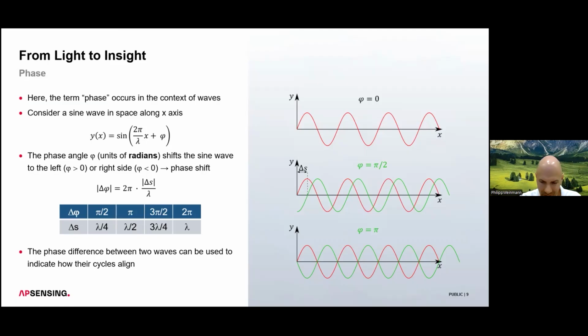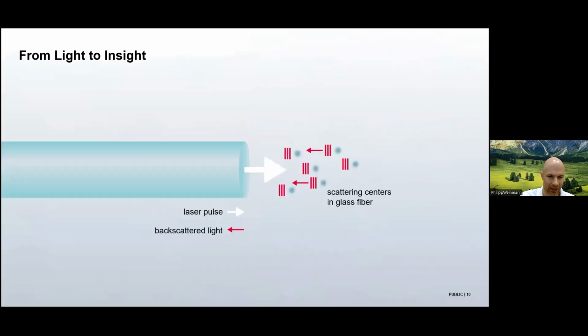The next point, which is crucial for understanding phase data, is again, and that's why I want to highlight it just briefly, the backscatter light. So why are we seeing backscatter light? I told this already yesterday, but I want to highlight it once more here. In the glass fiber, you find scattering centers. And these scattering centers generate the backscatter light that will be detected by the DAS system.